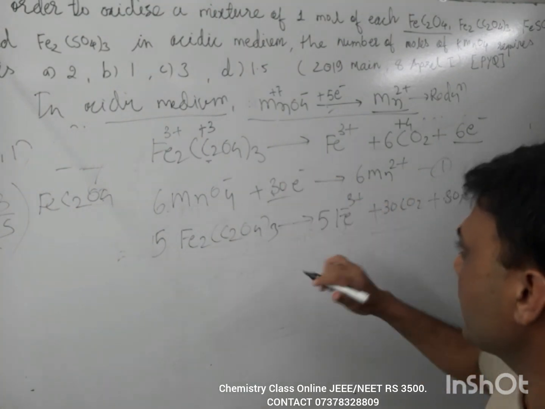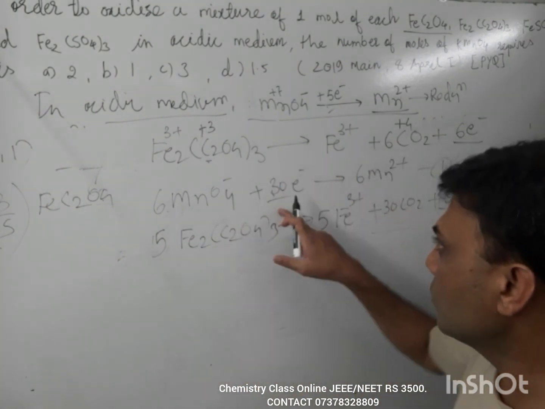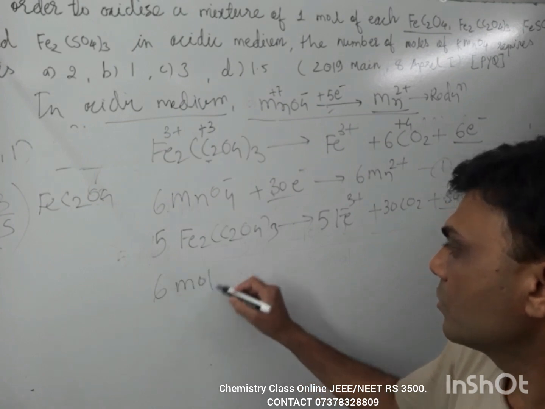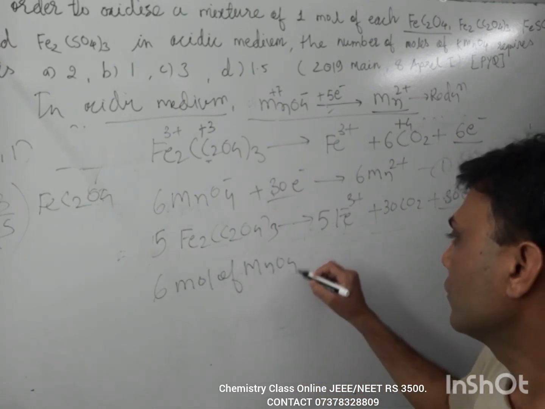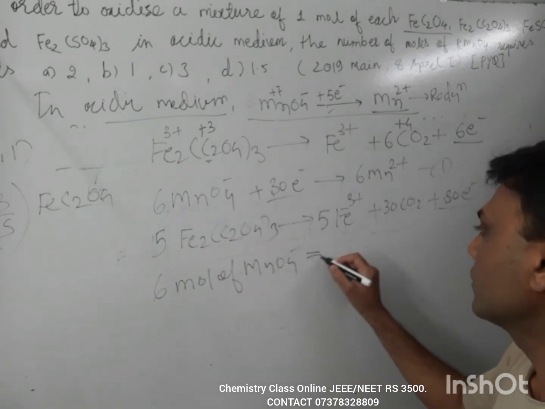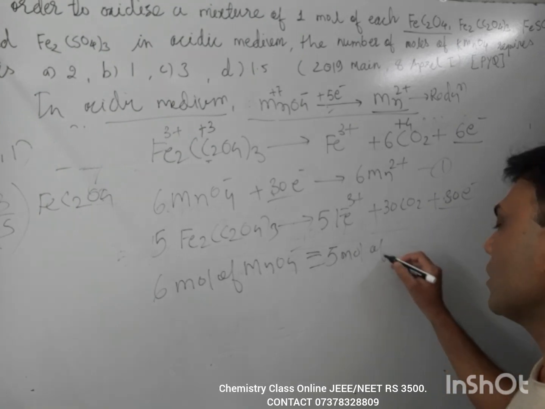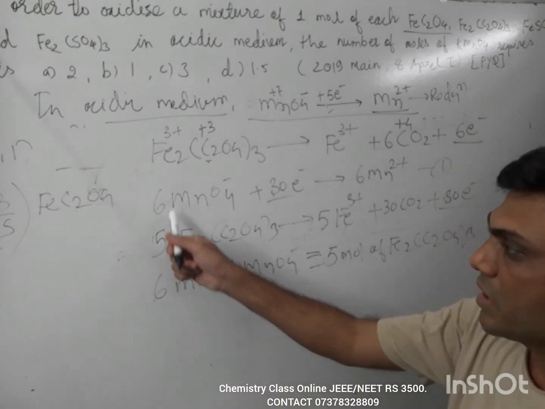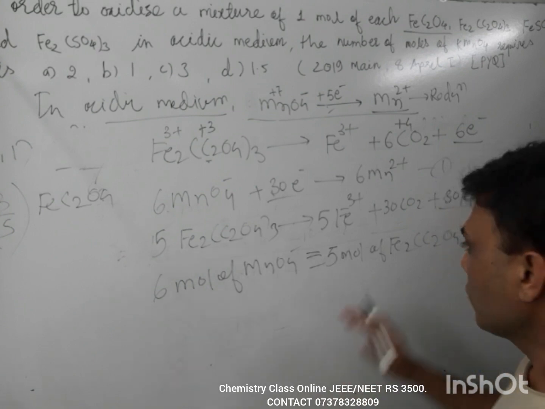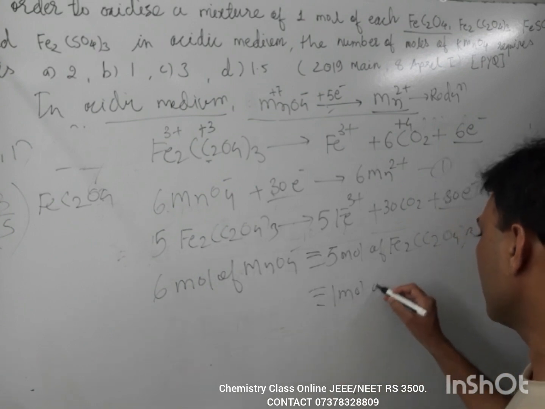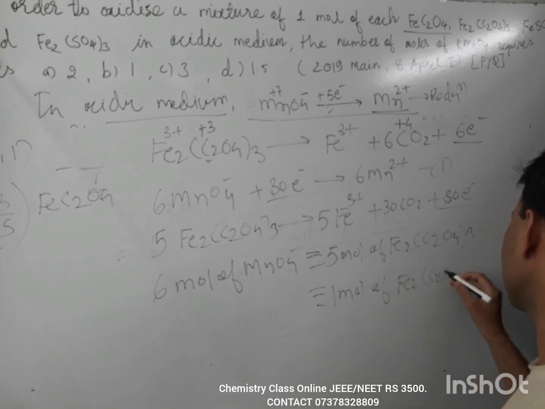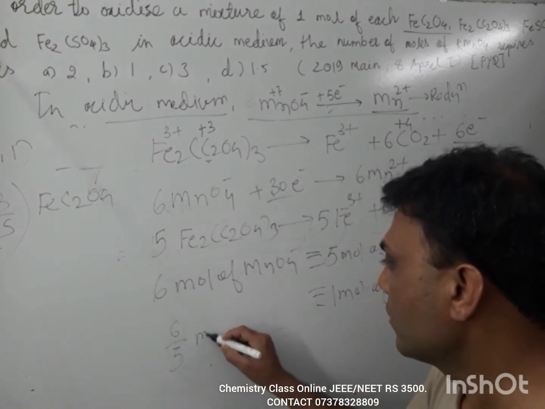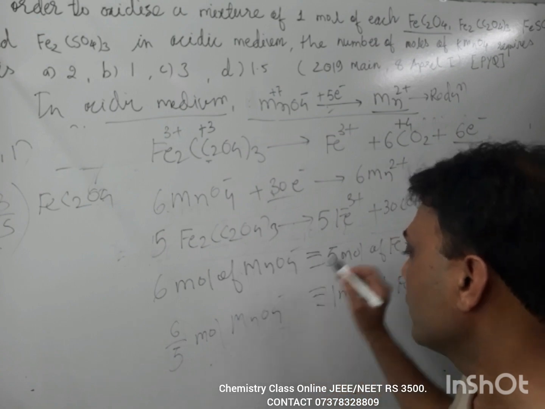When we add these two reactions, no electrons will remain because they get cancelled. Now you see in these two reactions, 6 moles of MnO4⁻ are required to oxidize 5 moles of Fe2(C2O4)3. So 6 moles are required to oxidize 5 moles of ferric oxalate. For 1 mole of ferric oxalate, Fe2(C2O4)3, we have to take this 5 to this side, so it will become 6/5 moles of MnO4⁻.